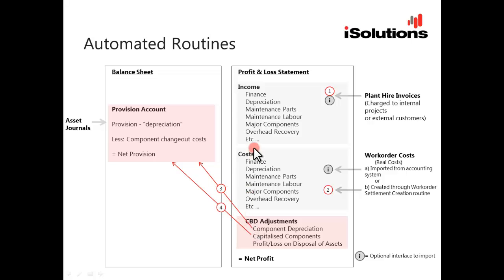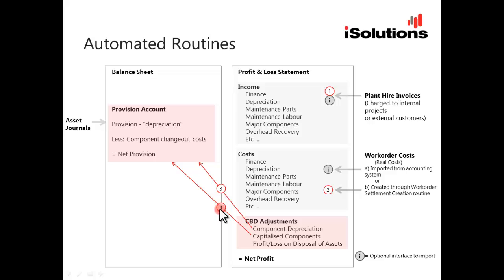And that's really just picking up the revenue that you receive from this area, your major components, and putting the identical amount in as in a journal, debiting your P&L, and crediting your provision account. And then the second one is looking at any costs that you've incurred in your major components and automatically crediting your P&L and debiting your provision account.